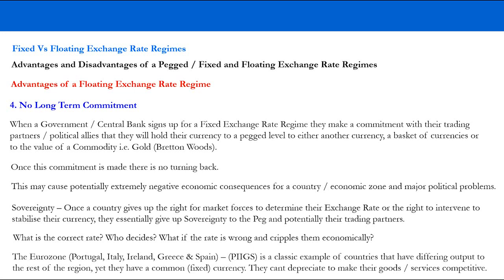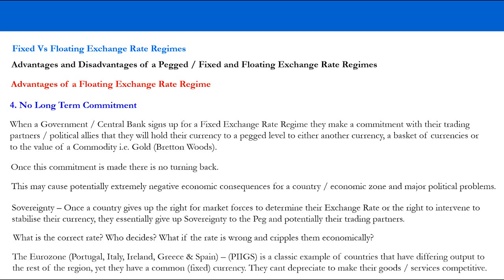And the Eurozone is a classic case of this. When you look at the PIGS countries, the term we use is PIGS for Portugal, Italy, Ireland, Greece, and Spain. It's a classic example because they have differing output to the rest of the region, but they have a fixed common currency across the entire Eurozone. The problem is they have to stick within the currency regime, and they can't depreciate to make their goods or services competitive on the international market.